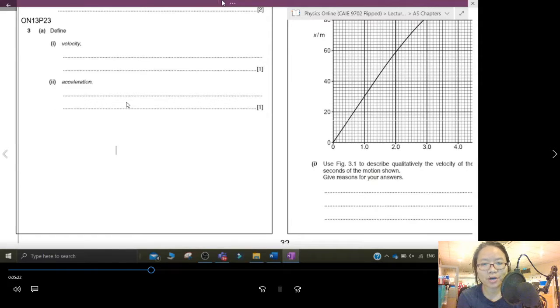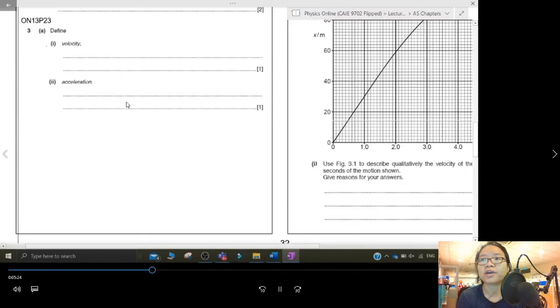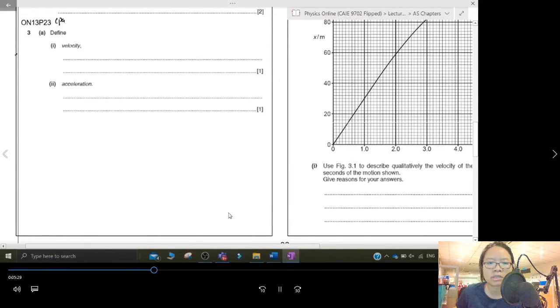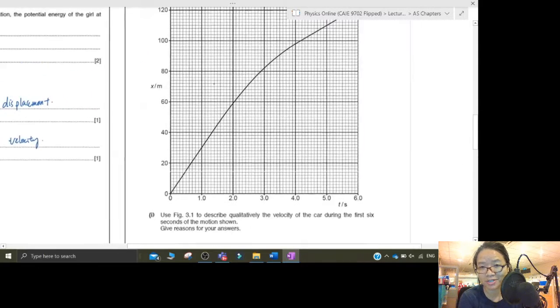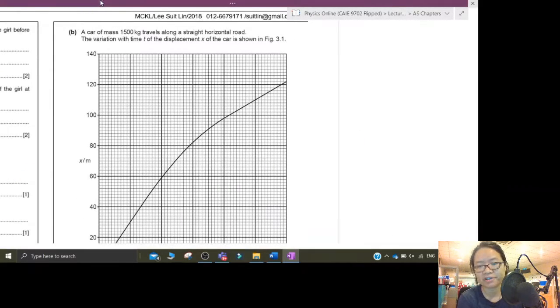Okay, we are now ready to talk about an example. You can find this ON 13 paper 2-3 in page 30. I think this is page 32. There we go. Alright, so define velocity: rate of change of displacement. Define acceleration: rate of change of velocity. Okay, this is not that difficult a question.